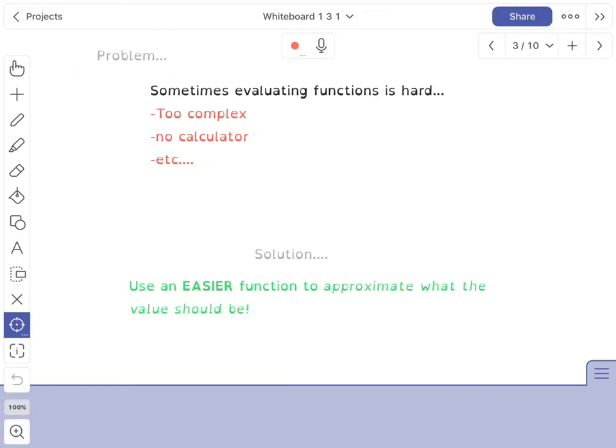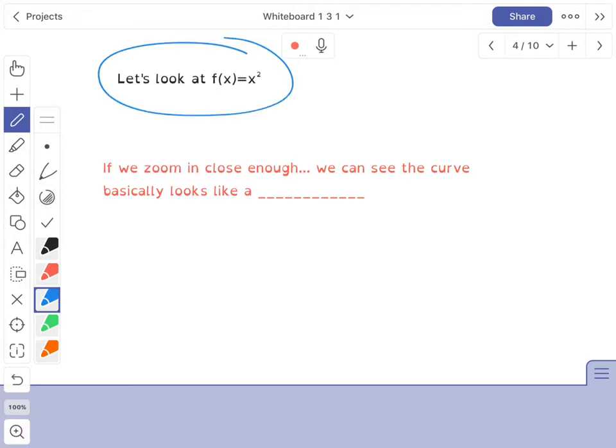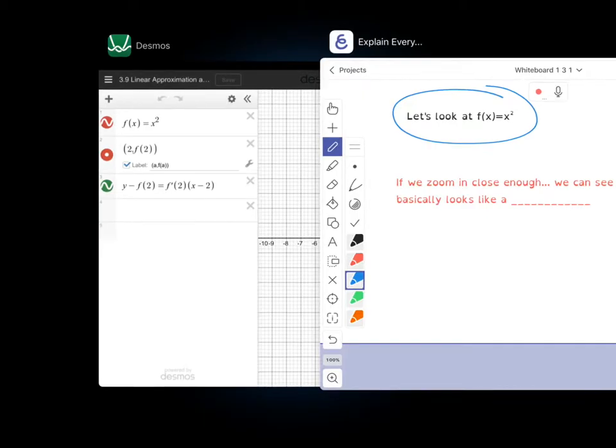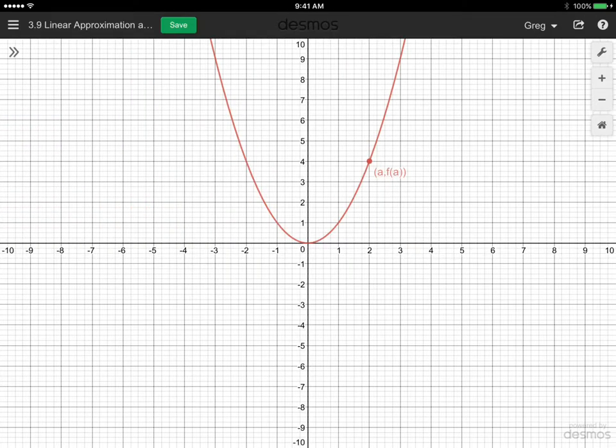So to solve that problem, we're going to use easier functions that we do know how to use to approximate what the value should be of that harder function. It's a general outline. We're going to start with a nice function, a nice curve that we know really well. So we're first going to look at the basic parabola, y equals x squared, or in this case, f of x equals x squared. I have that prepared on a graph over here. Now, just for the sake of it, we're going to pick one point, and I've labeled that point f of a, because again, it doesn't really matter what point we're looking at. I'm just choosing this one to begin with.